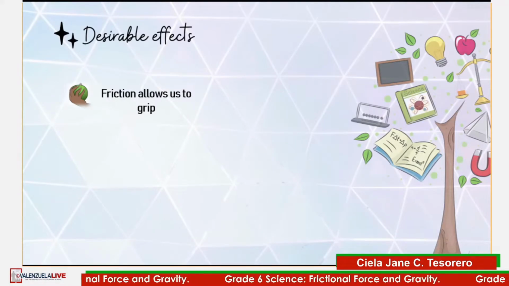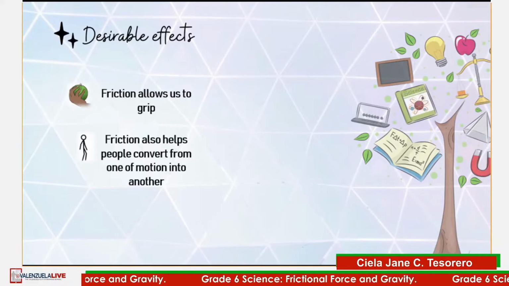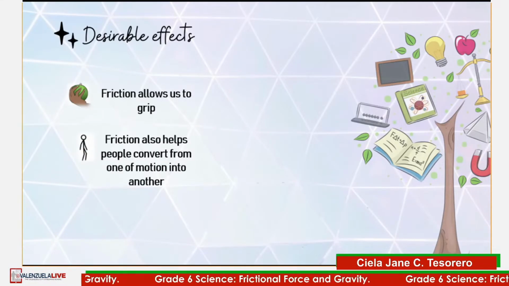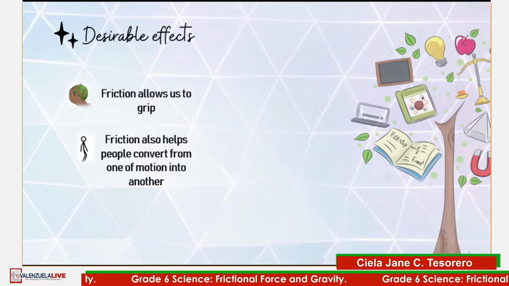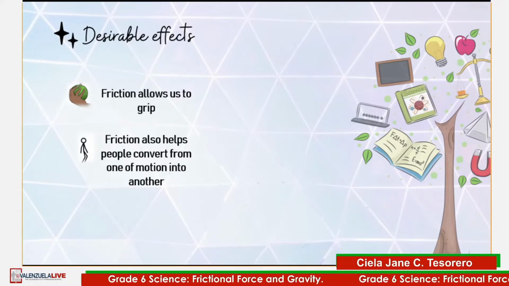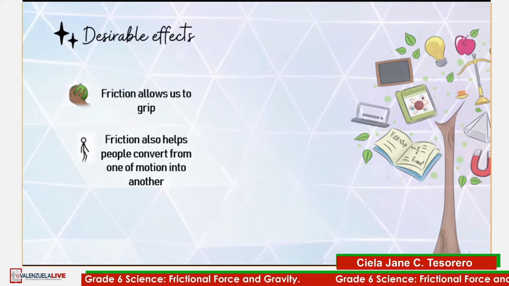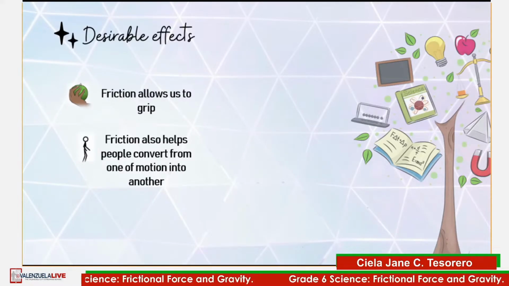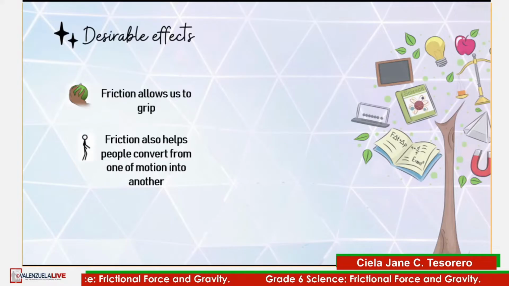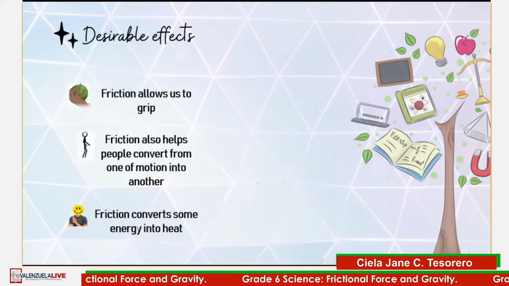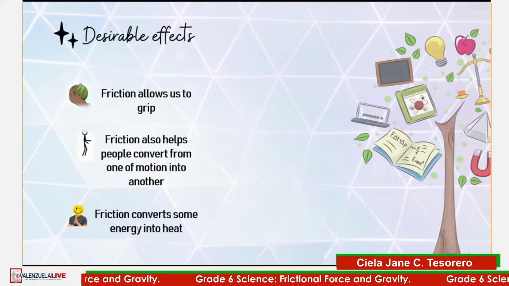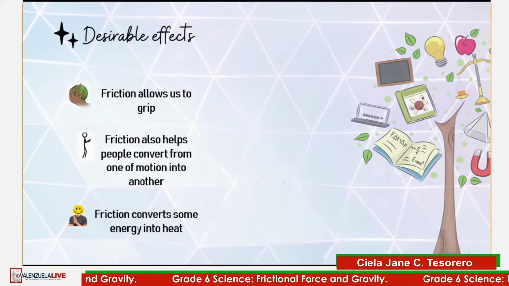Friction also helps people convert from one motion into another. With the help of friction, we can walk, then jog, then run, and go back to jog and walk. This movement would not be possible if friction is absent. Friction also converts some energy into heat, which is essential to us.